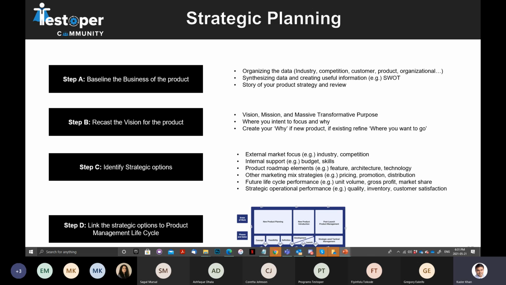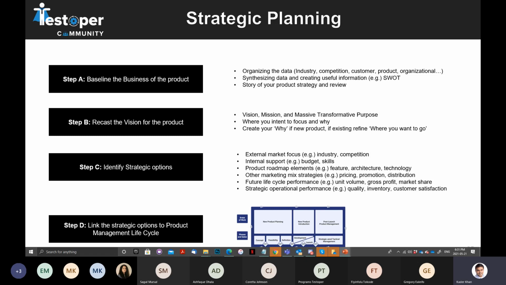And we also learned about a term called massive transformative purpose. It's like a single phrase. For example, what is the massive transformative purpose for Google? In a simple way, they wanted to make the world's information available to everyone. That's their reason for existing in this world as a company.